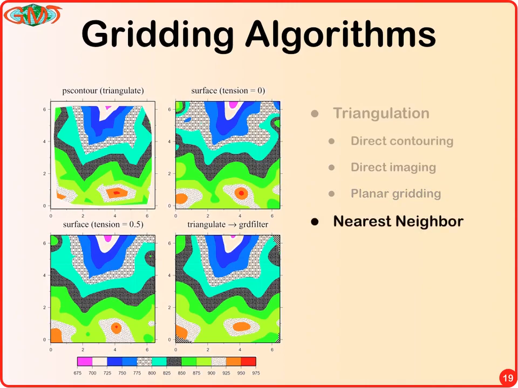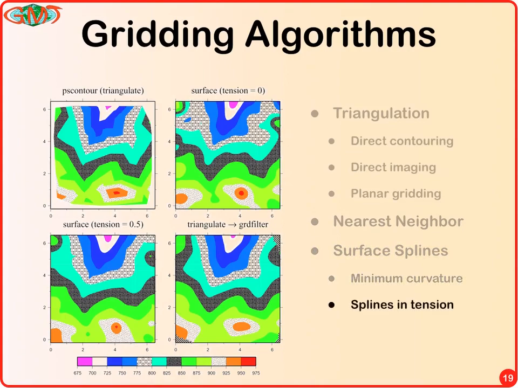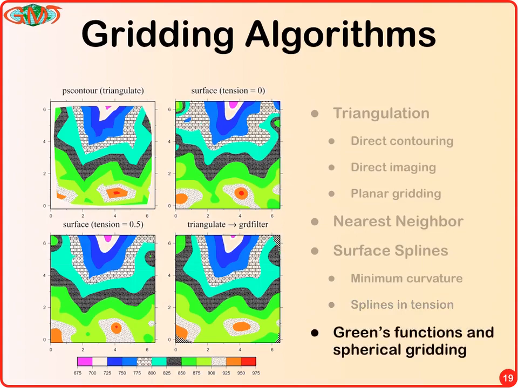There's a nearest neighbor gridding algorithm in GMT. There's also surface splines, either minimum curvature or some sort of tension. And we also have gridding with Green's functions that goes from 1 to 3D Cartesian up to spherical gridding.